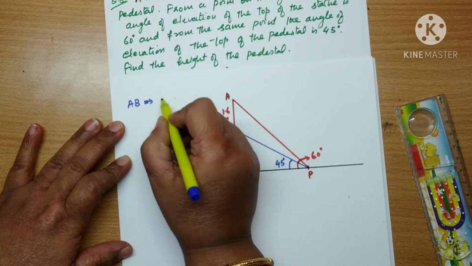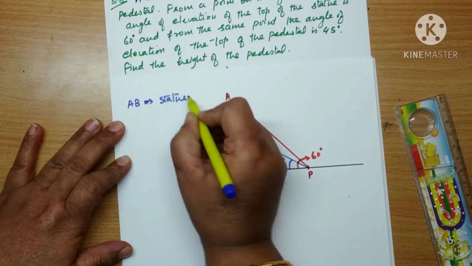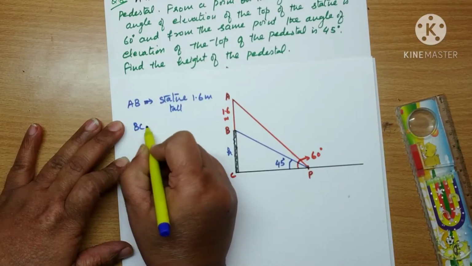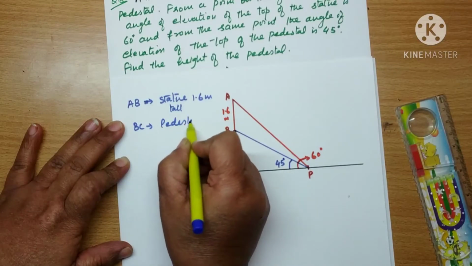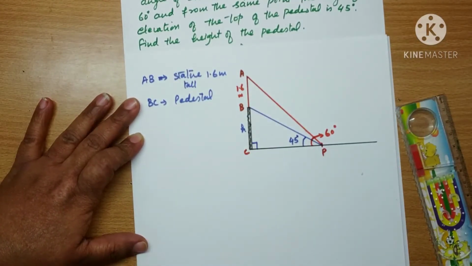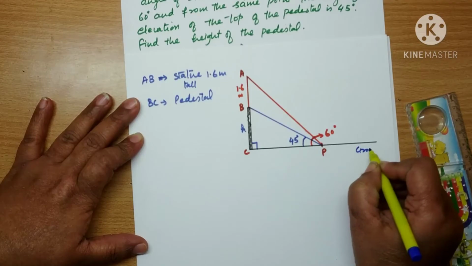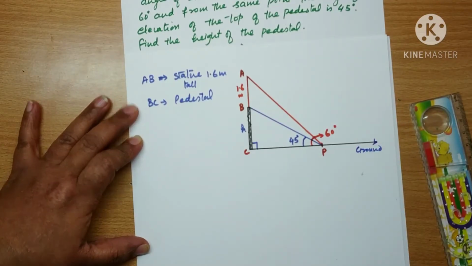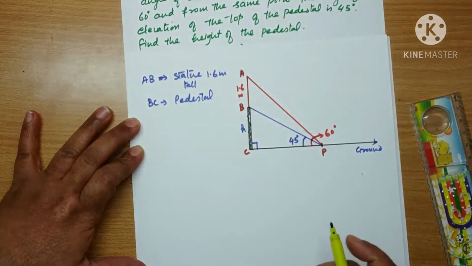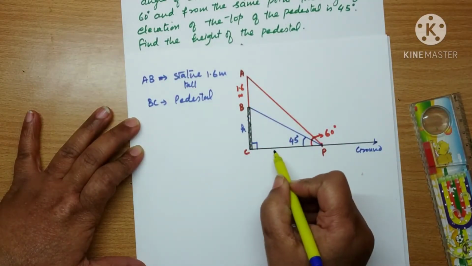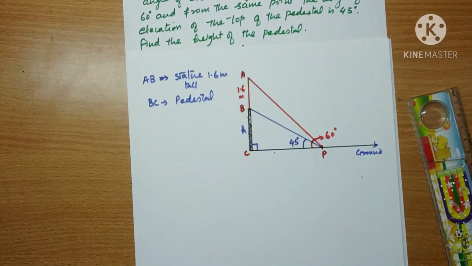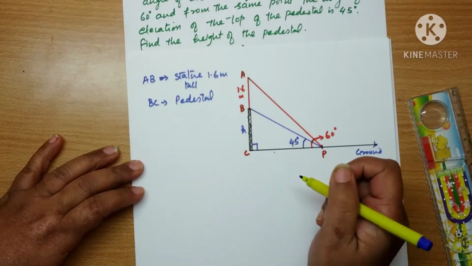AB is our statue which is 1.6 meter tall. And BC is our pedestal. Right? This is standing vertical to the ground, making an angle of 60 degrees. This is our ground. Now, I need to find this height. Height, obviously, I'll get from the triangle BCP. But I do not have the base or the hypotenuse, so no T ratio we can apply here. So first I need to find either the base or the hypotenuse.